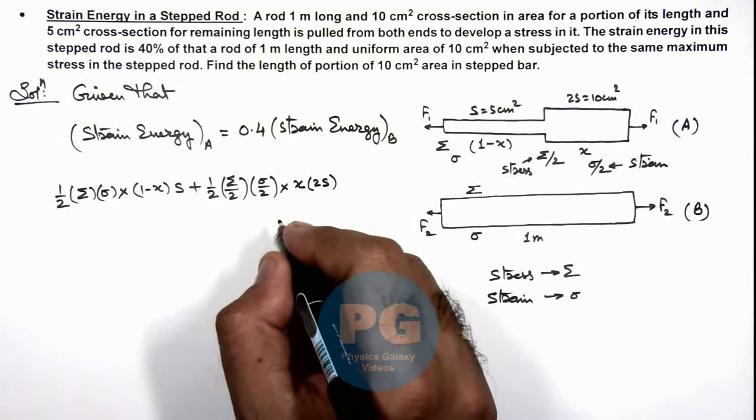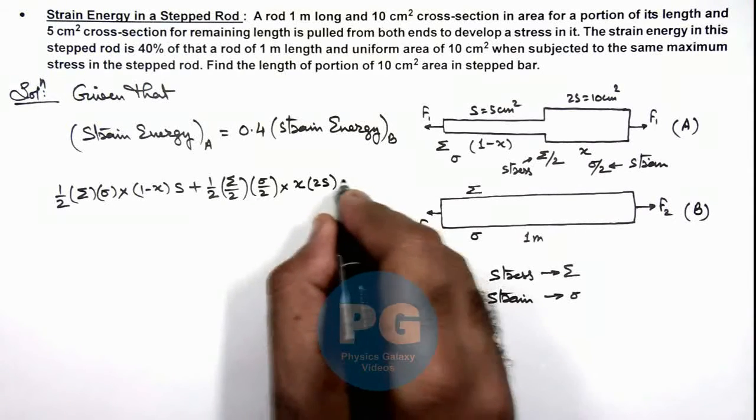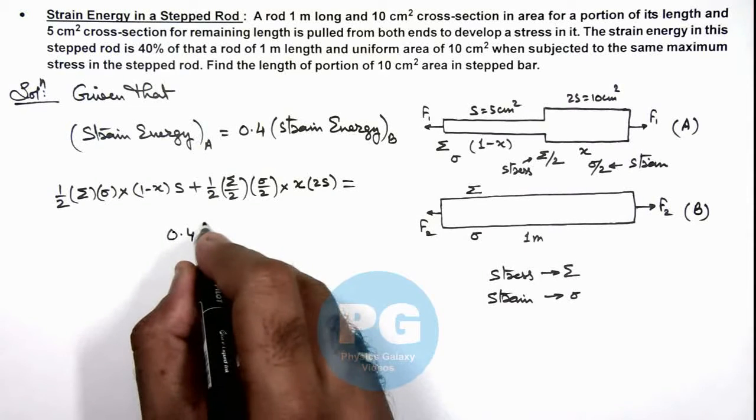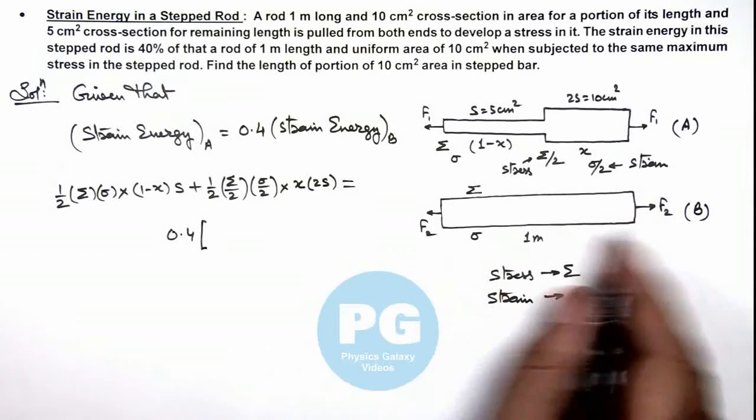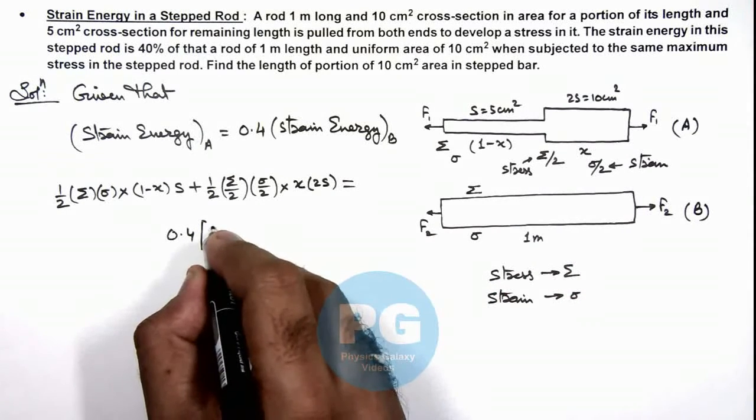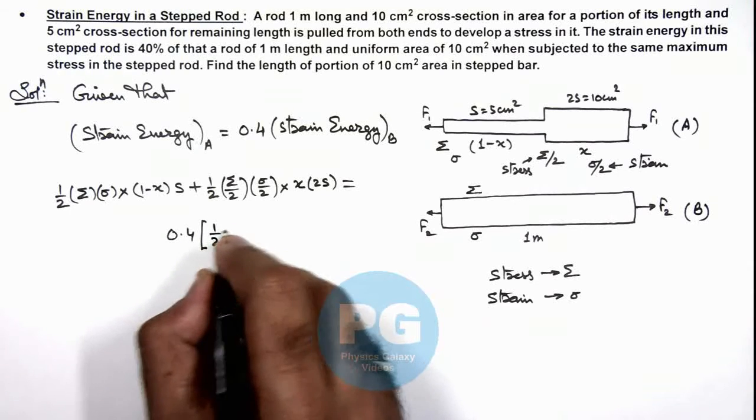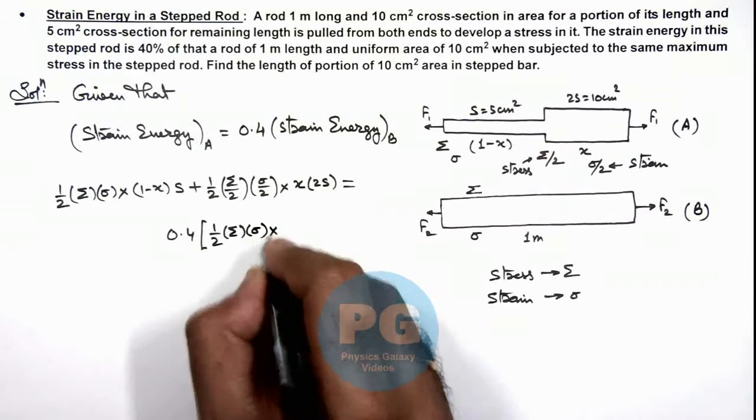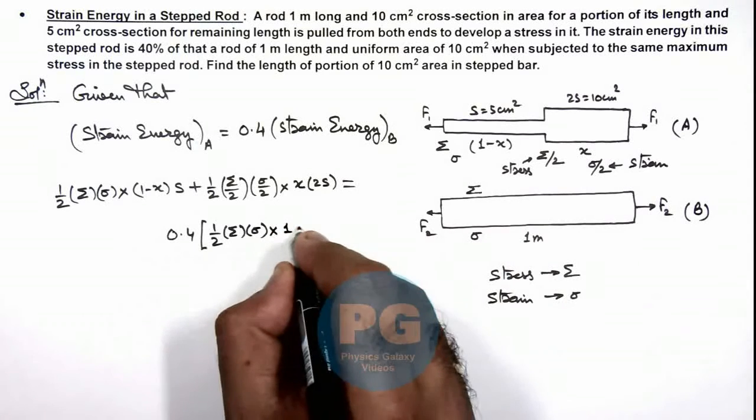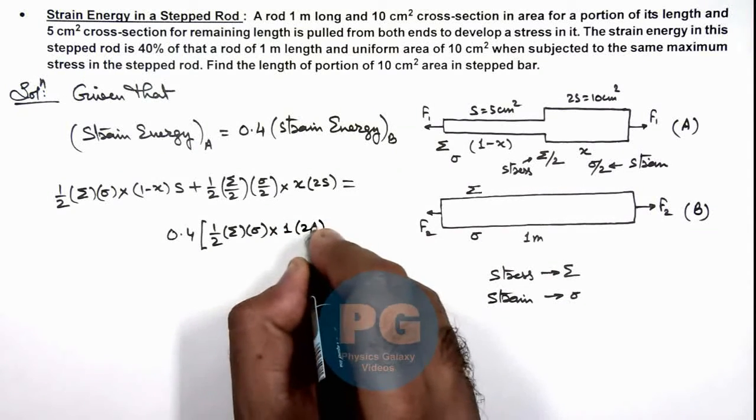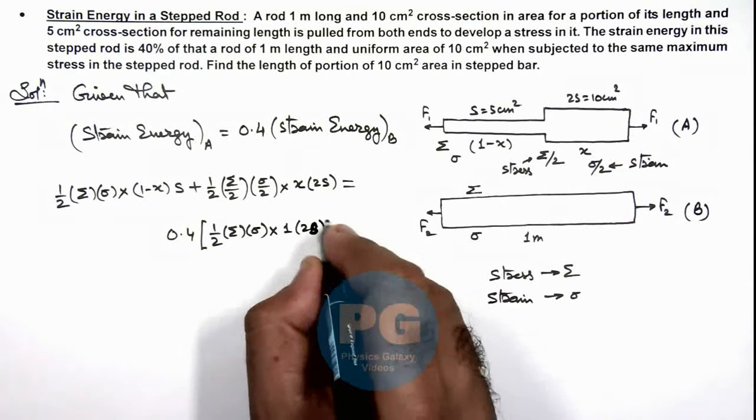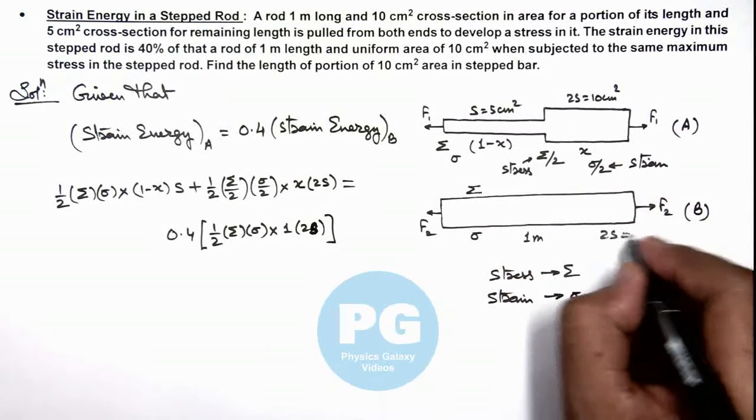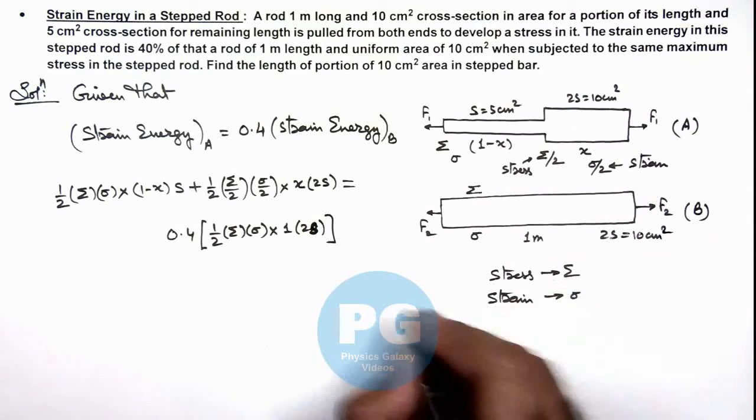Now in this situation this should be equal to 0.4 times the strain energy of the bar B, where we consider the energy density is half sigma small sigma multiplied by its volume, which is 1 multiplied by twice the cross sectional area, which can be written as 2s, as it is equal to this 10 centimeters square given in the problem.